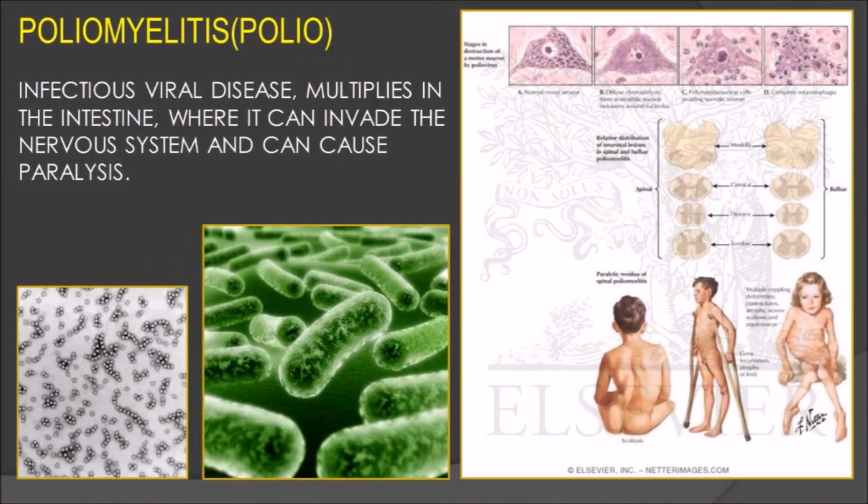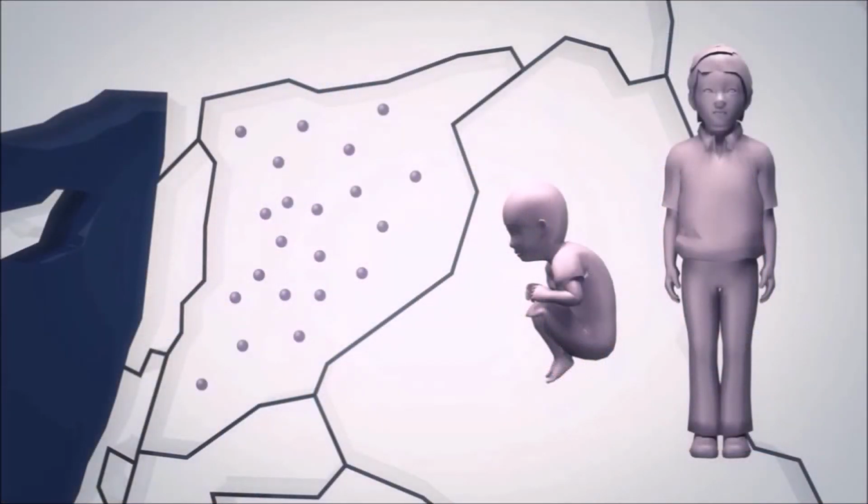Poliovirus, also known as poliomyelitis, is a highly infectious viral disease which mainly affects young children. The virus is transmitted from person to person, spreading mainly through the fecal-oral route, or less frequently by a common vehicle. Examples for this are food and water. And it multiplies in the intestine where it can invade our nervous system, so it can cause paralysis. To understand it more, let me show you a demo.